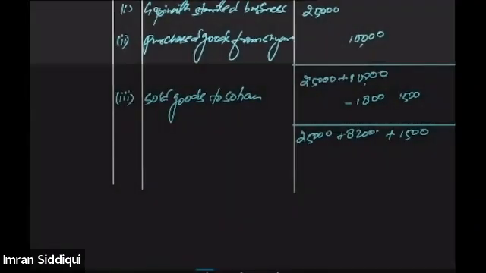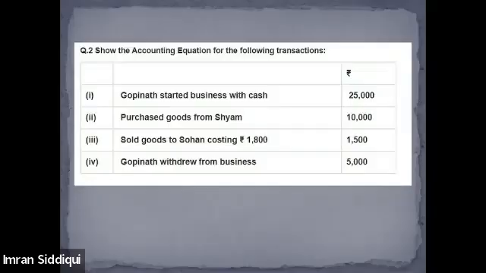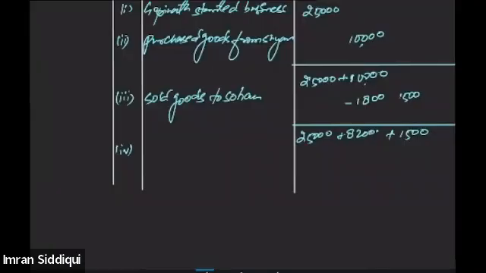Now one last transaction is also there, the fourth one, which says Gopinath withdrew from business 5,000. So Gopinath is who? Gopinath is the owner, the proprietor of the business. Gopinath is withdrawing, and if nothing is mentioned, we'll presume that Gopinath must be withdrawing it for personal use.